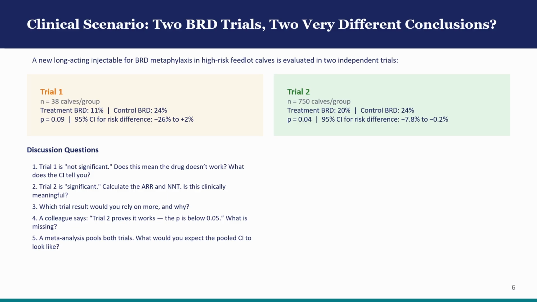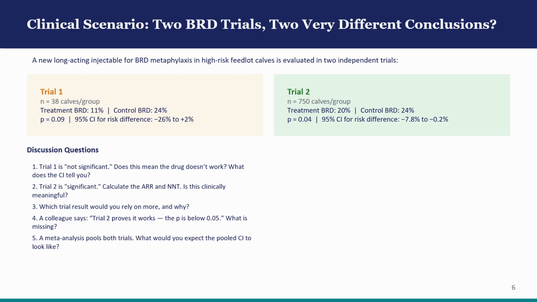Question 4 answer. The colleague's conclusion is incomplete in 2 ways. First, a p of less than 0.05 confirms the effect is real. It says nothing about the size. An ARR of 4% and NNT of 25 may or may not justify metaphylaxis depending on cost and stewardship context. Second, it ignores the clinical significance question entirely. A statistically significant trivial effect does not justify a management change, especially one involving antimicrobial use.